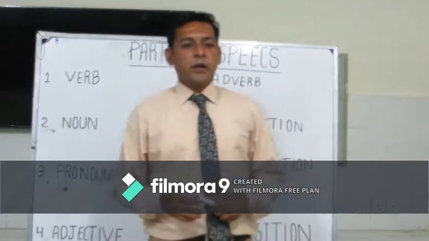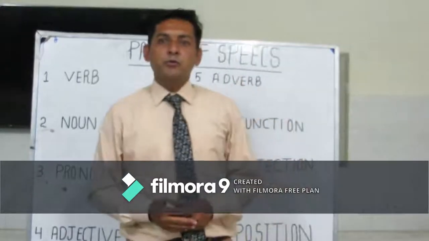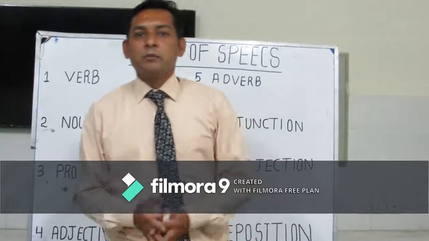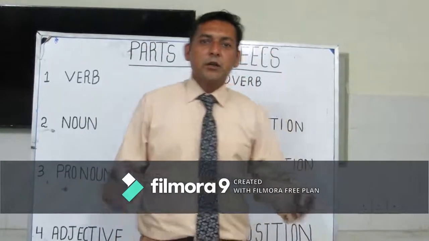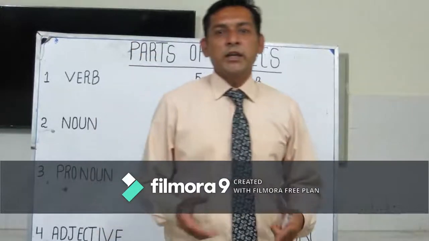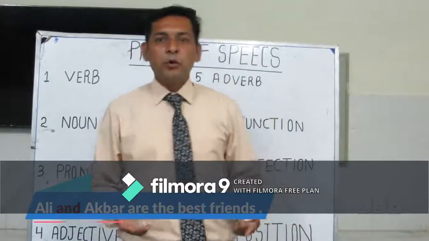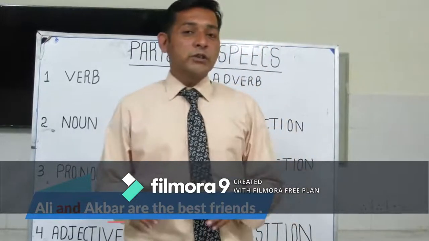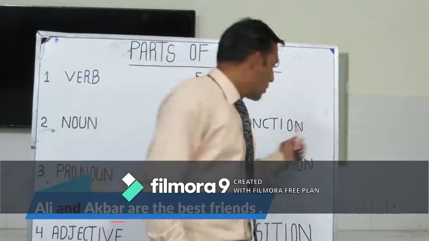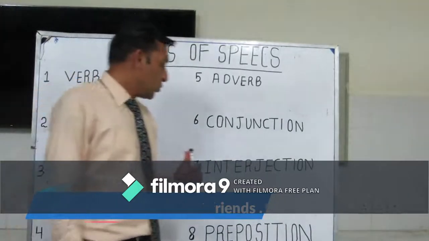Now students sometimes confuse prepositions with conjunctions, but these are very different. Conjunctions are words like and, but, or, so, because, and they help us to connect ideas. For example, Ali and Akbar are best friends. In this sentence, the conjunction is and, and that helps to connect two nouns together, which in this sentence are Ali and Akbar. But conjunctions can even connect sentences.